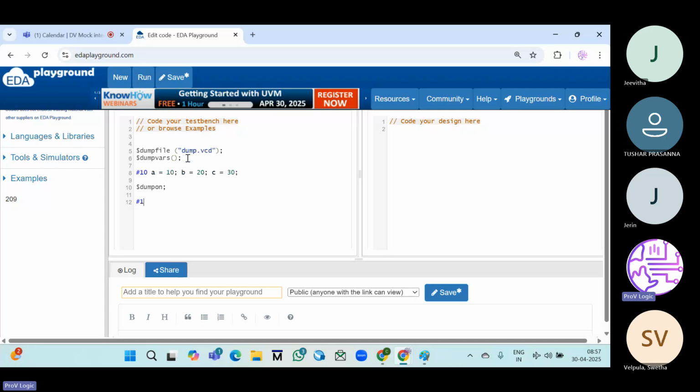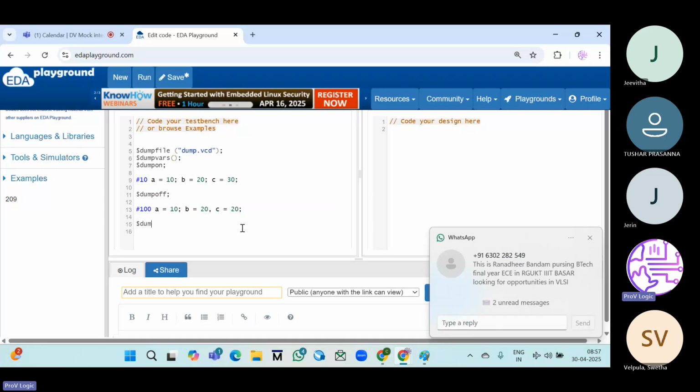In some cases, we just want to hide some values without checking them in the waveform. For those values, we use $dumpoff, so that we don't check those things in the waveform. Here initially I put $dumpon, and after some time, except for these scenarios, if you want to check all the remaining ones, then again you can mention $dumpon.